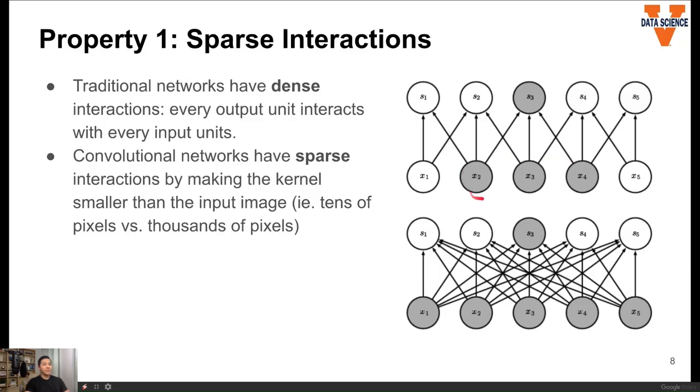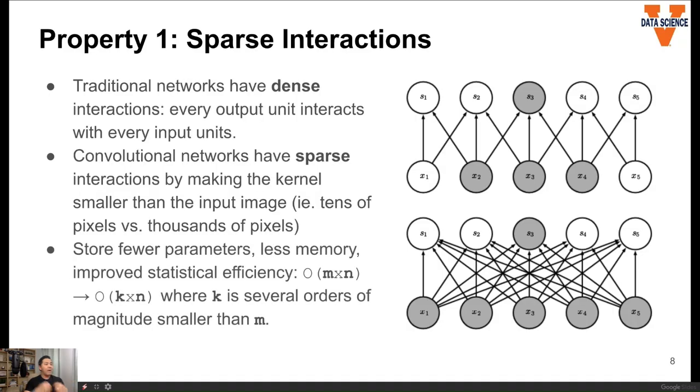In this case, we call this a receptive field. Now, the receptive field, which also means this is a kernel input, and the kernel input has 10 or so pixels instead of thousands of pixels like the dense network. As a result, we have fewer parameters, fewer memory requirements, and also improved statistical efficiency.